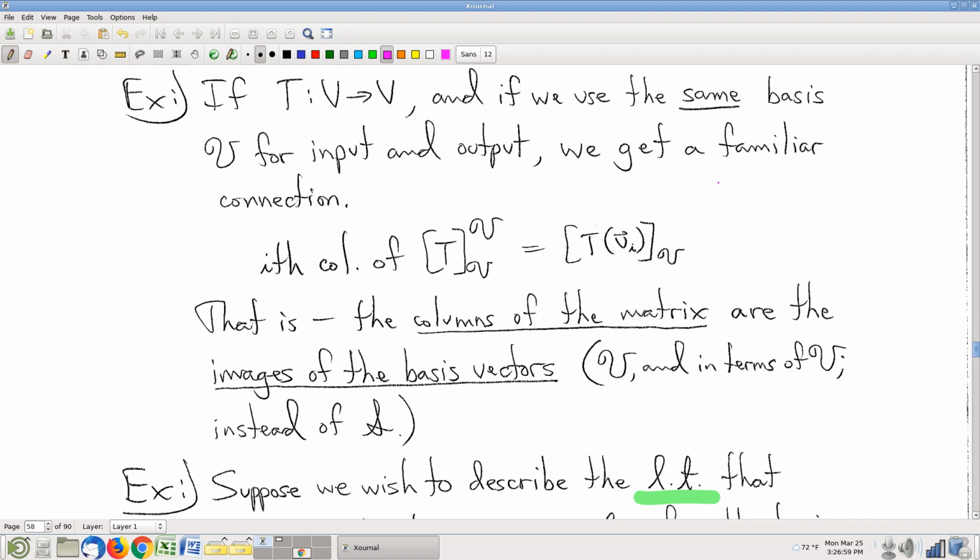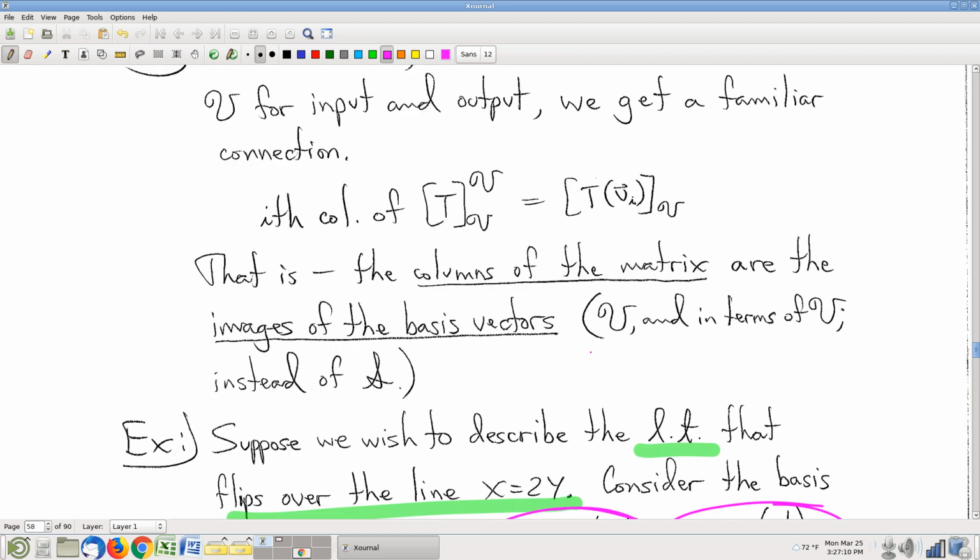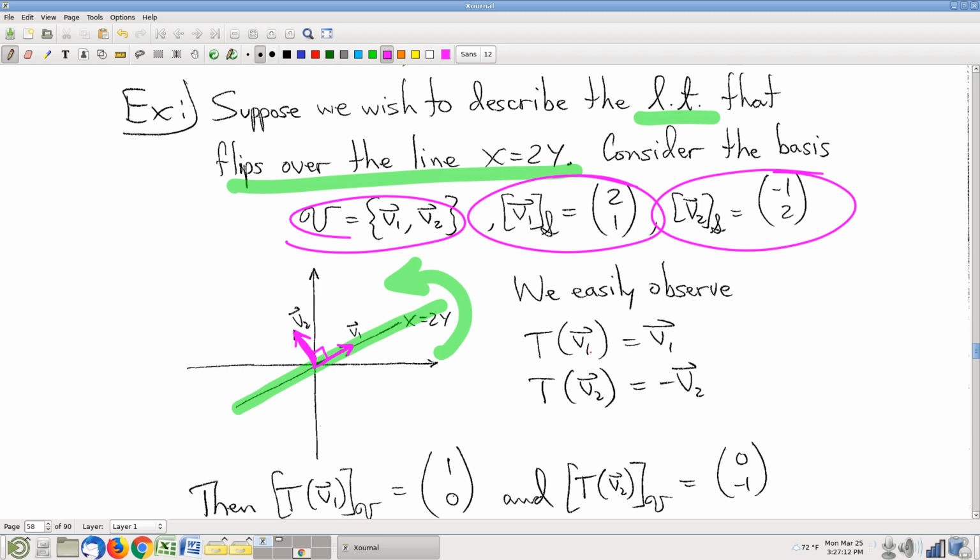Using this idea here, the columns are the images of the basis vectors. So let's just look at the images of the basis vectors. What does our linear transformation do to our newly chosen basis vectors? And it's going to turn out it does some really simple things. This first one, for example, what happens when you take that V1 and flip it over that line? Well, it's sitting right on that line. And when you flip it, nothing happens. T of V1 is V1.